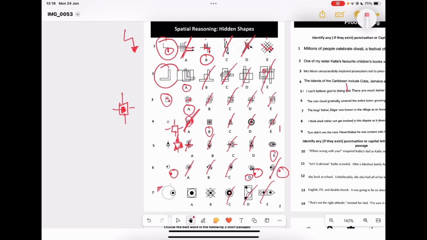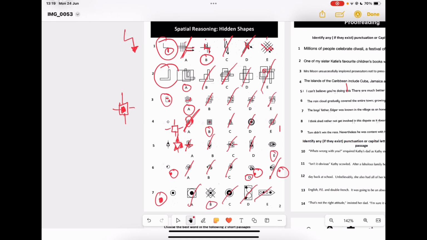So, just cross this out. No, our test shape is this. It's the circle with the black circle in the middle. So we're looking for the same size, which means we can cross out A, C, we can cross out D and E. And that leaves us with the answer for question 7, which is B.